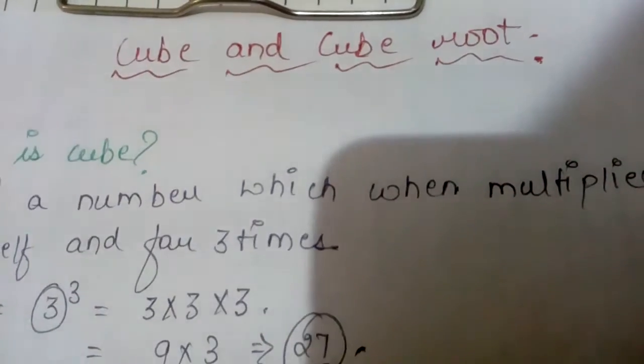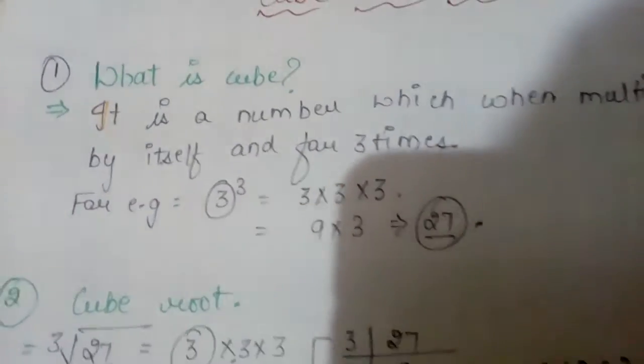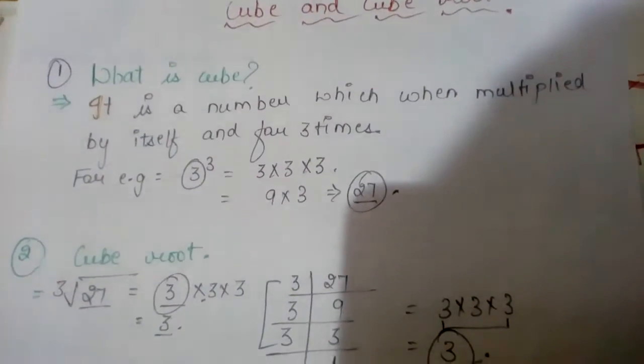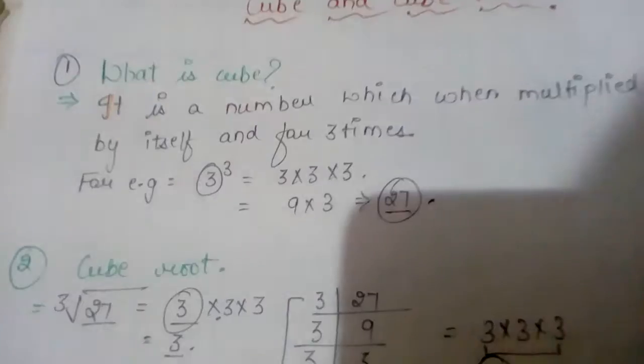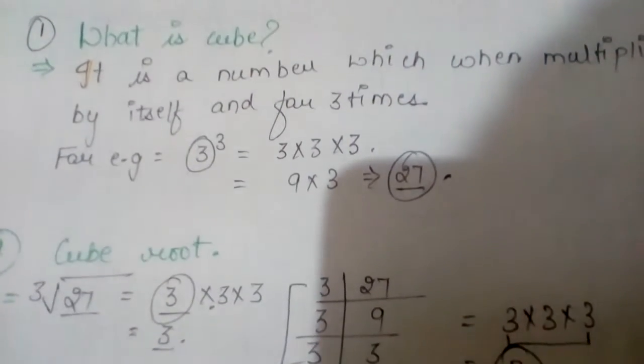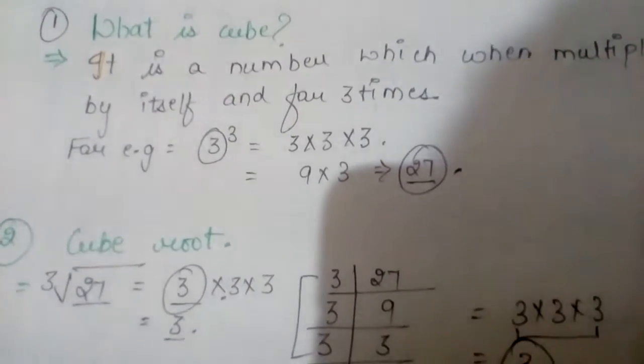Hello friends, today we study about cube and cube root. First of all, we see what a cube is. It is a number multiplied by itself 3 times. It means if we take a number and we have to find the cube of that number, what do we do? We have to multiply that number by itself 3 times.